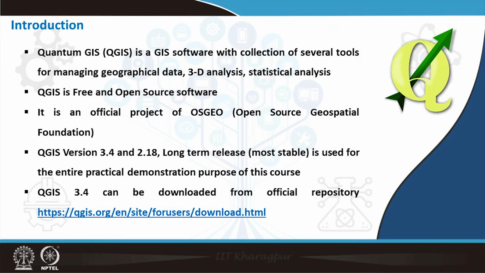QGIS is an official project of OSGeo, that is nothing but Open Source Geospatial Foundation, and the version which we use in all our practical demonstrations would be 3.4 and 2.18. Please, when you are downloading QGIS, make sure that you download the long-term release or a stable version. And QGIS 3.4 can be downloaded from the QGIS website along with its manual.